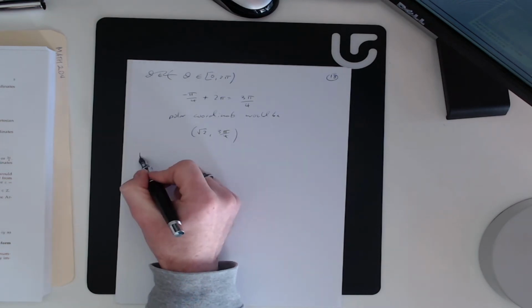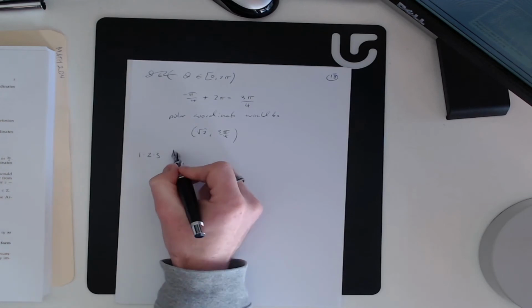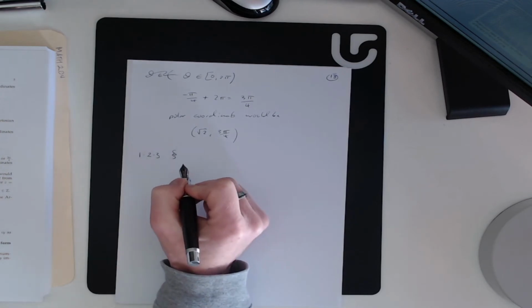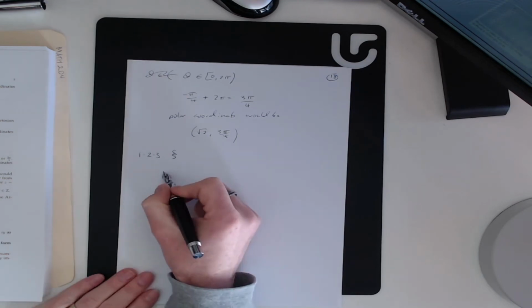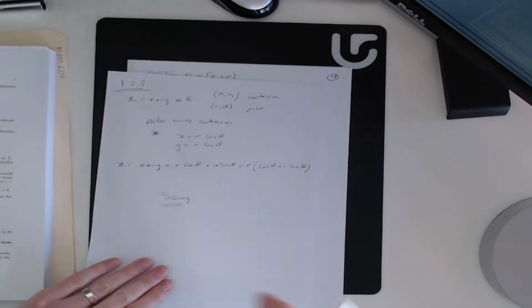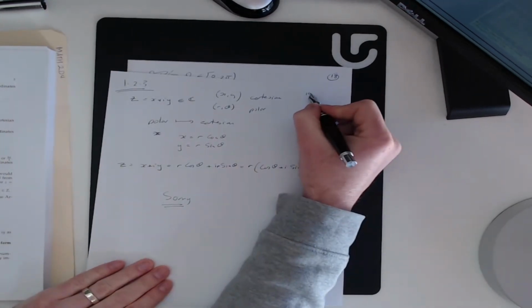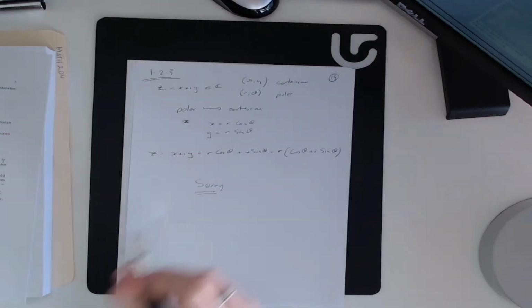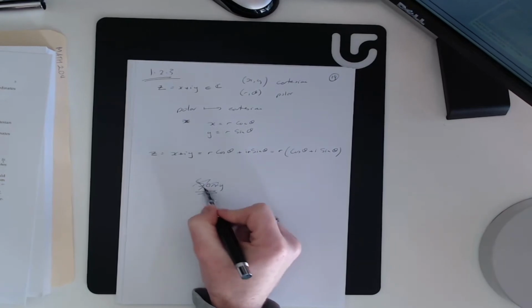Right, 1.2.3 section. Yeah. Anyway, so what did I write down? We had, here it is, 19. Yeah, sorry about that.